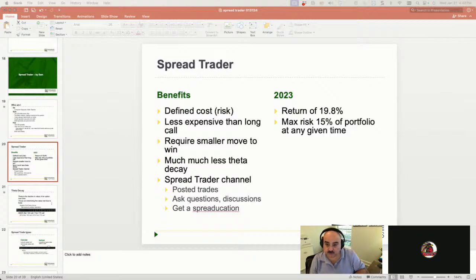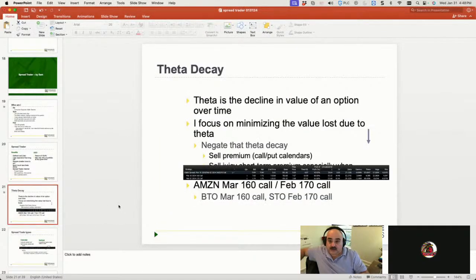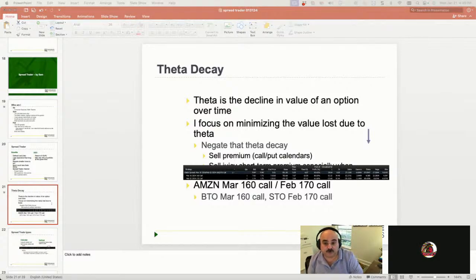All right, Bob, next one on theta decay. Okay, so theta is basically the decline in value of an option over time. Everything you buy will decay, and over time it goes down to zero. So kind of hard to see this, but I like to sell premium with call and put calendars. I do mostly call calendars.